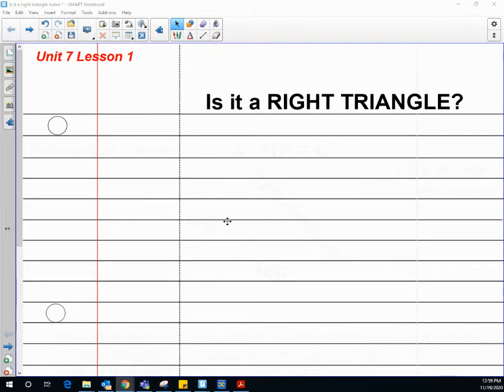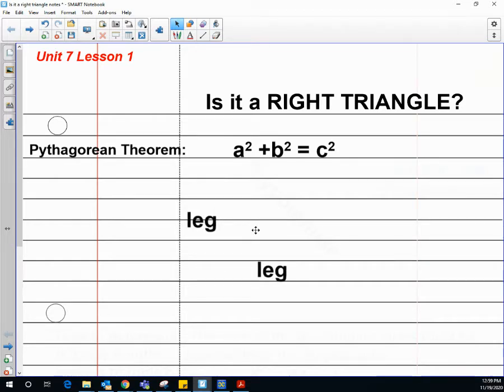All right, so let's start talking about this lesson, which is: is it a right triangle? So first we're going to do a little bit of review. Let's review that the Pythagorean theorem is a squared plus b squared equals c squared. And what is that talking about?